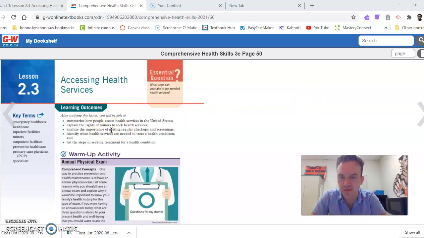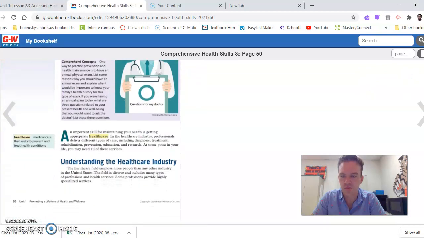Summarize how people access health services in the United States. Explain the rights of minors to seek health services. Analyze the importance of getting regular checkups and screenings. Identify when health services are needed to treat a medical condition, and list the steps in seeking treatment for a health condition, okay? This is going to be broken up into two sections. So we're going to cover pages 50, 51, and 52. And then tomorrow, or for the next part of this lesson, you will cover the other few pages and answer the questions that I've given you for those.